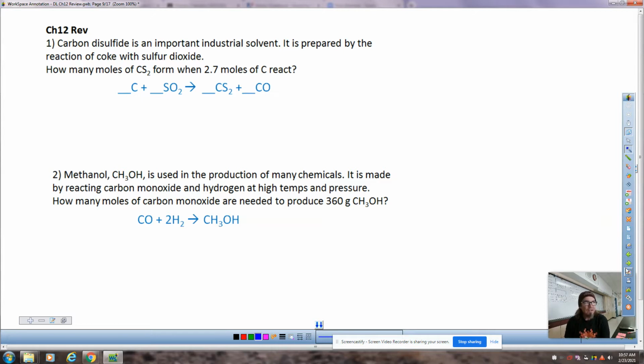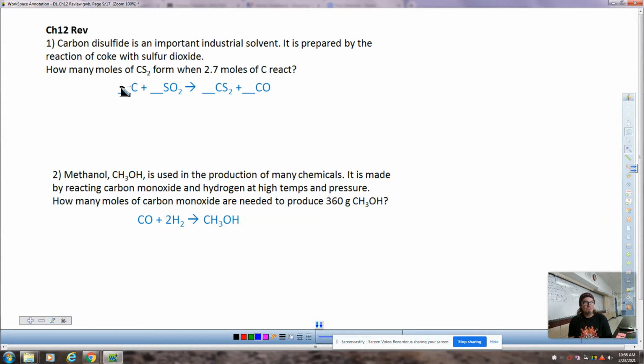Okay, we're back together again. Carbon disulfide is an important industrial solvent. It's prepared by the reaction of coke with sulfur dioxide. No, that's not cocaine. No, that's not Coca-Cola. Coke is maybe the powdered form of carbon when they're using it industrially. Could be just a piece of charcoal, but we want it pure. All right, how many moles of carbon disulfide form when 2.7 moles of carbon react? We'll assume that there's an excess of sulfur dioxide.